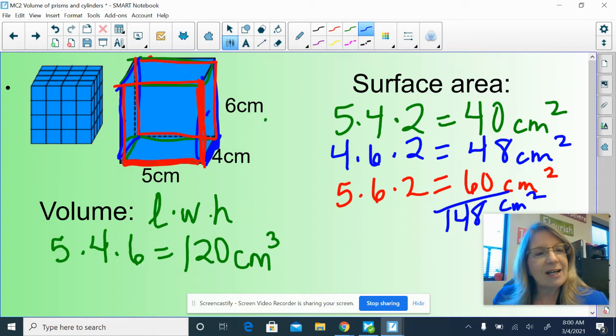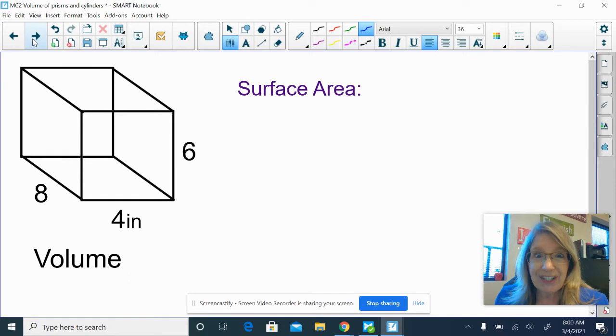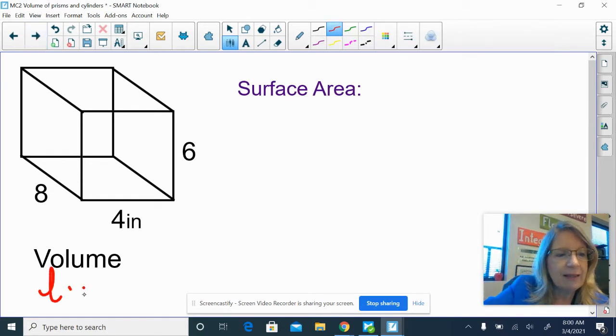So volume is how much fits inside. Surface area is all the surfaces added together. All right, I'm going to go a little faster on the next slide, and I'm going to show you a shortcut. Okay, volume again, length times width times height.